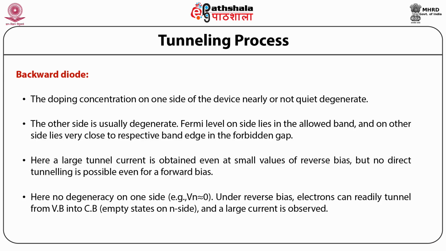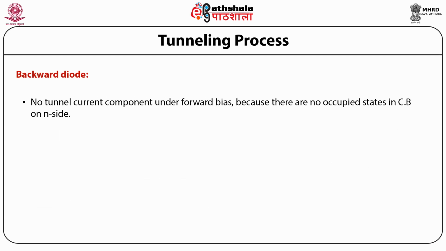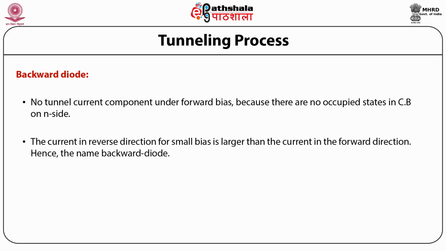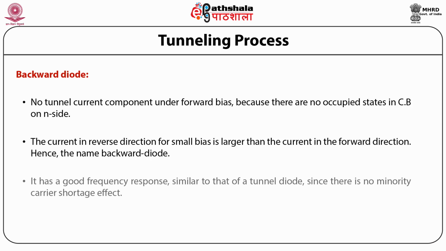Under reverse bias, electrons can readily tunnel from the valence band into the empty states in the conduction band on the n side, and a large current is observed. There is no tunnel current component under forward bias because there are no occupied states in the conduction band on the n side. So the current in the reverse direction for small bias is larger than the current in the forward direction, hence the name backward diode. It has good frequency response similar to that of a tunnel diode, since there is no minority carrier storage effect.